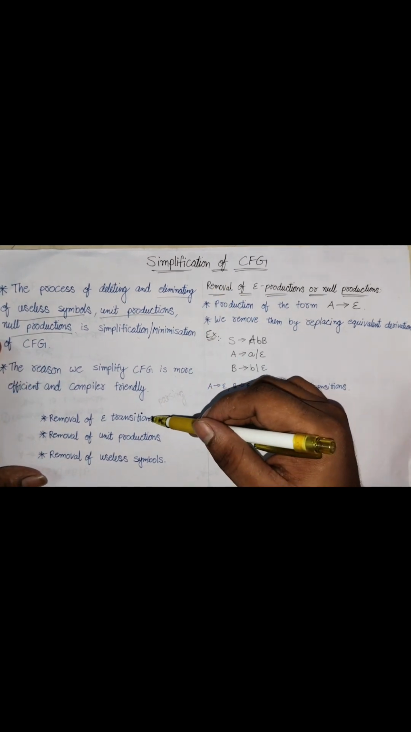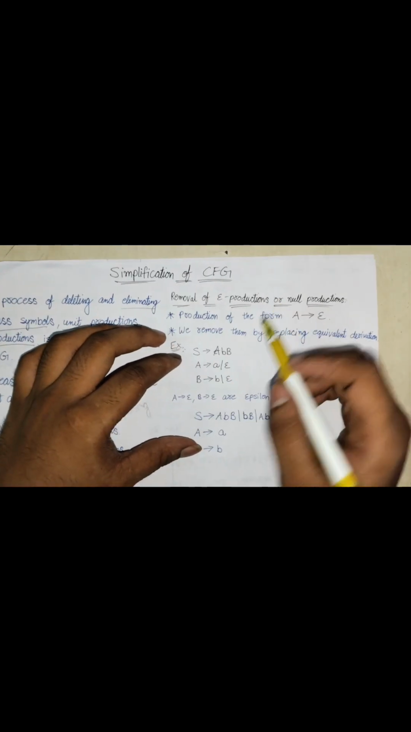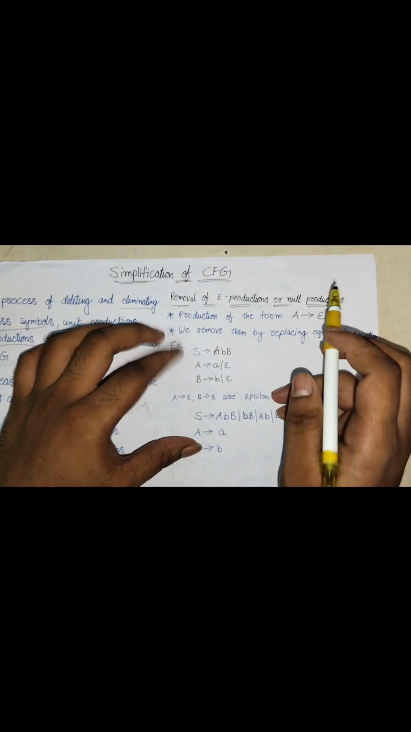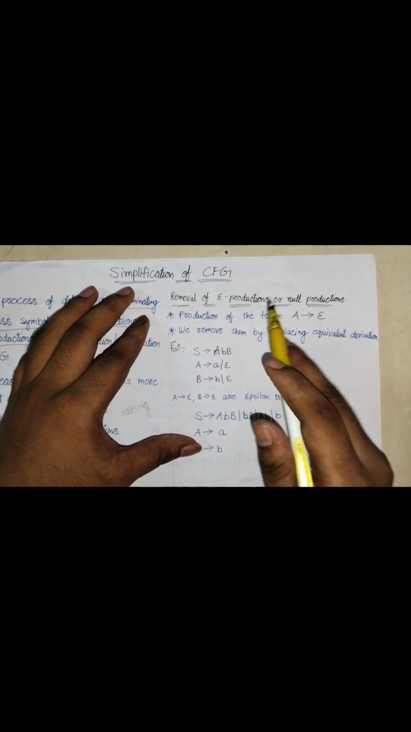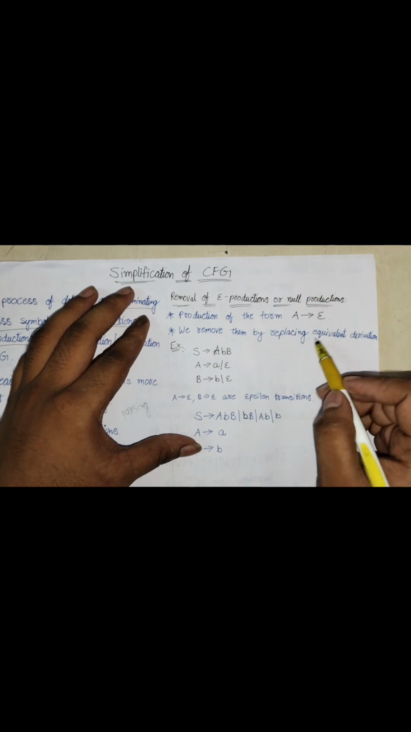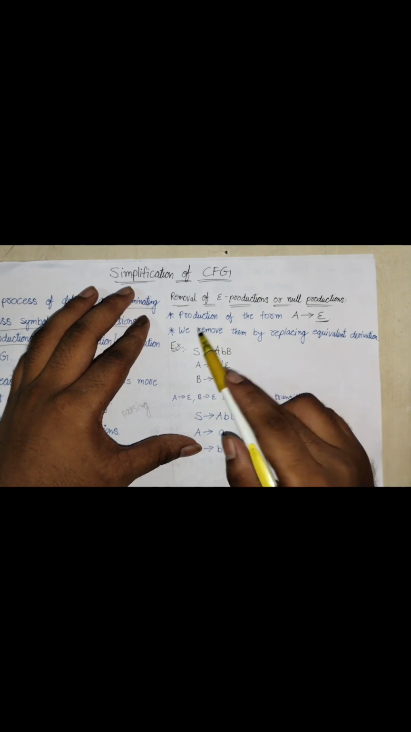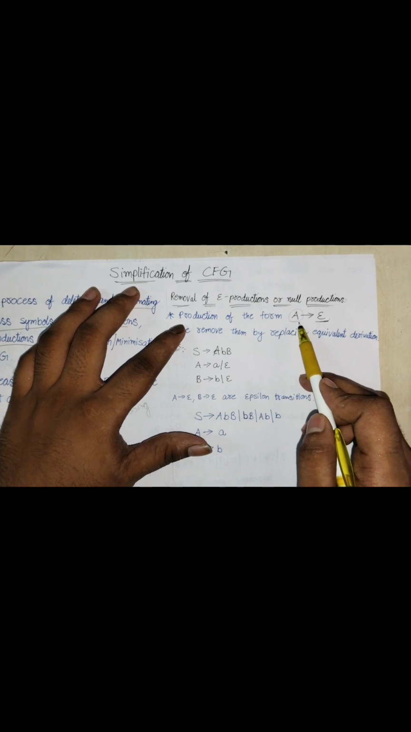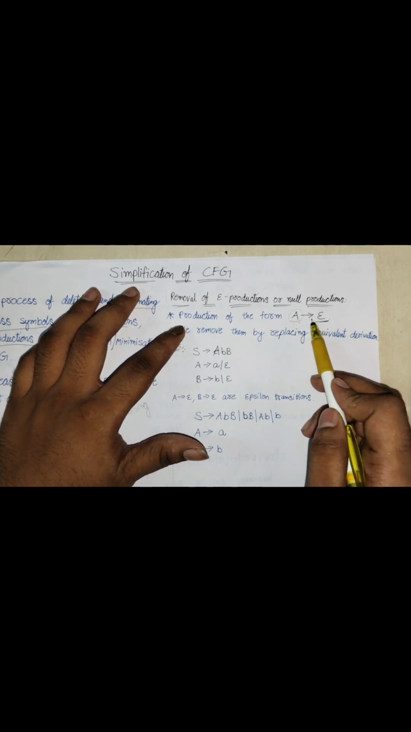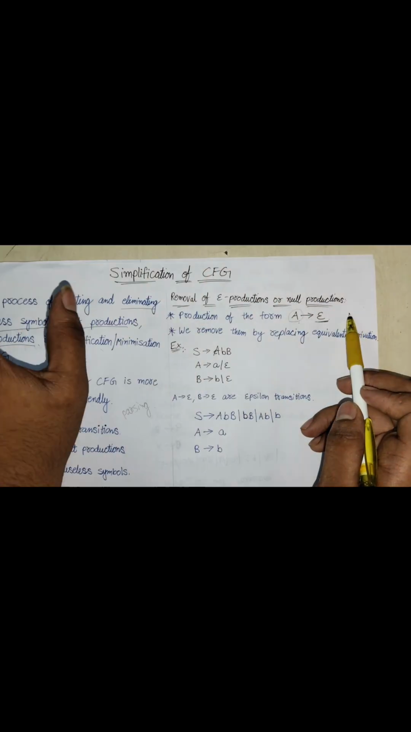Simplification involves three steps: removal of epsilon transitions, removal of unit productions, and removal of useless symbols. Let's see these one by one in detail. The first one is removal of epsilon transitions or null productions. Productions which have epsilon on the right side are known as epsilon productions or null productions. Any production of the form A tends to epsilon, where A is some non-terminal symbol which produces epsilon, is known as an epsilon production or null production.